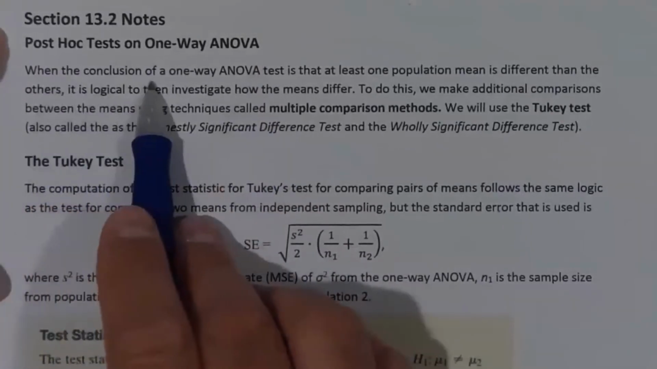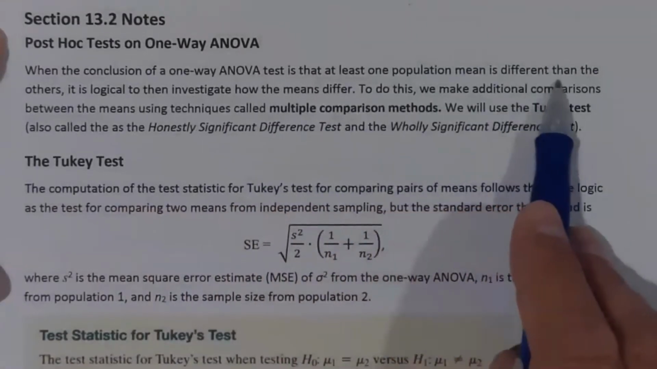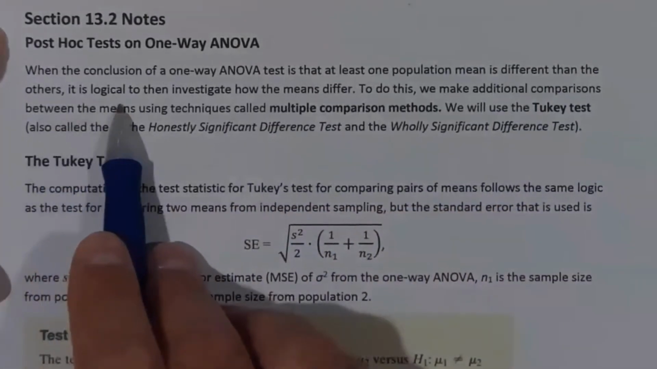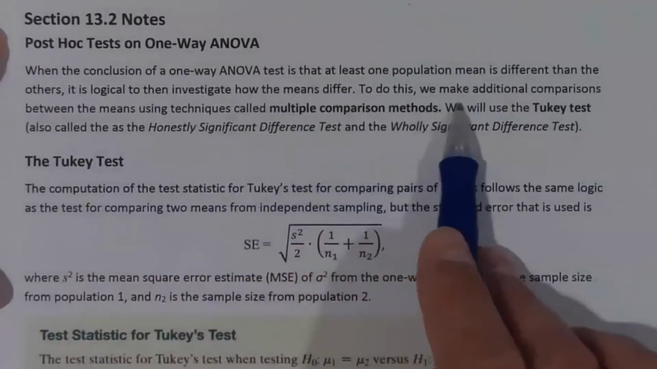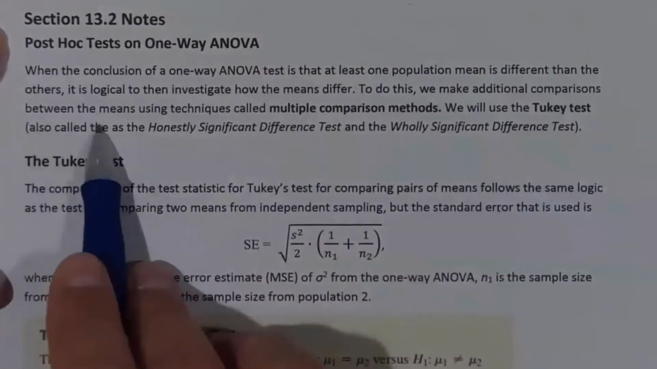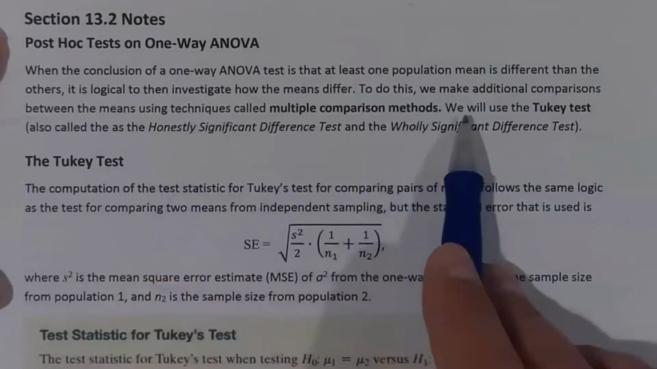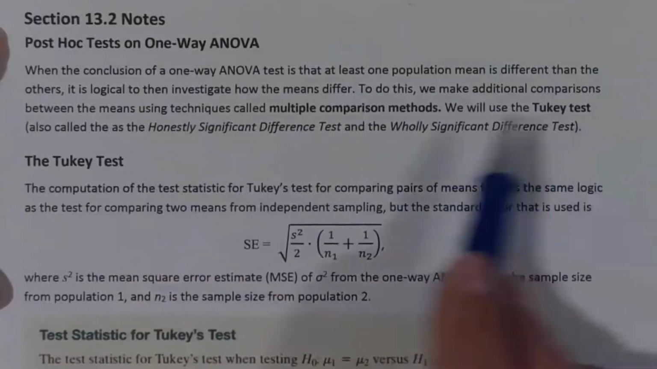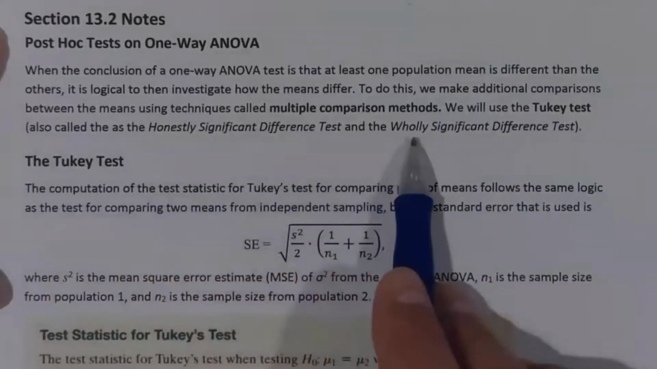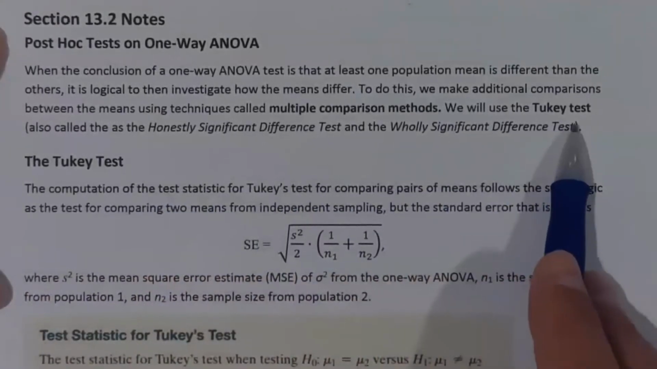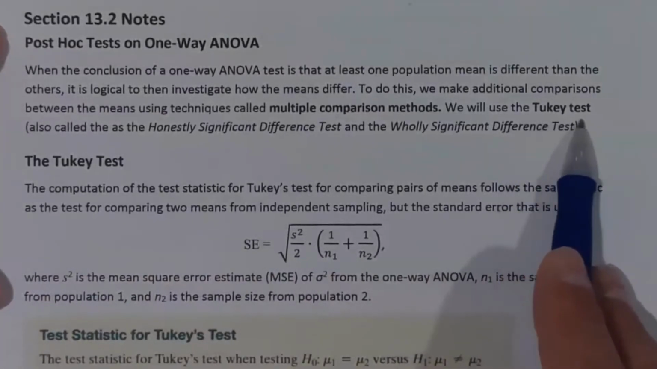So when the conclusion of a one-way ANOVA test is that at least one population mean is different than the others, it is logical to then investigate how the means differ. To do this, we make additional comparisons between the means using techniques called multiple comparison methods. We will use the Tukey test, which is also called the honestly significant difference test. So we're going to call it the Tukey test, named after John Tukey, the statistician.